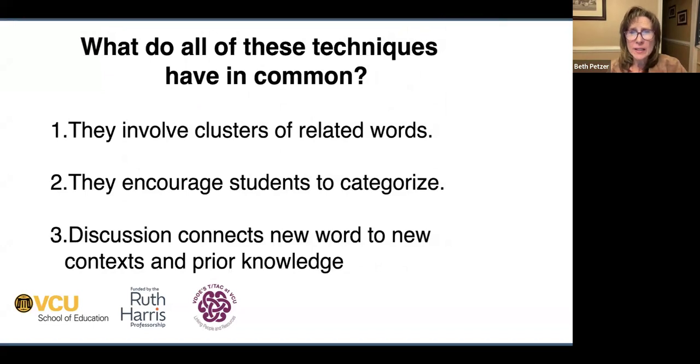And now all of these techniques have 3 things in common. They have clusters of related words, they encourage students to categorize, and they connect the prior knowledge that students have to the new information. So I would just encourage you to think about ways that you could use those 3 principles or techniques and combine them to come up with other ways to help students more deeply process the words that they have and strengthen their understanding of their words.